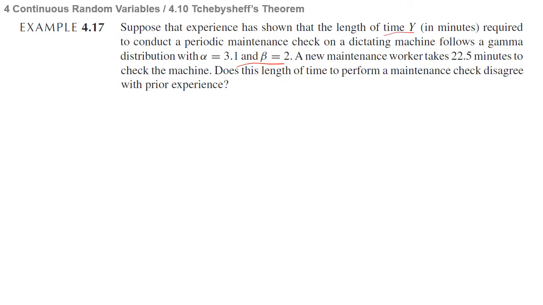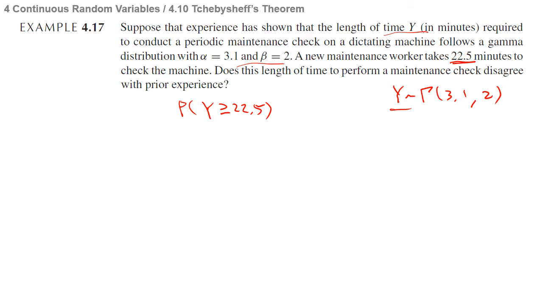The length of time y required for the maintenance check of a machine follows a gamma distribution. So y follows gamma 3.1 and 2, and a new maintenance worker takes 22.5 minutes to check the machine. Does this length of time disagree with prior experience? Is it normal or abnormal given the prior experience? If you calculate the probability of y being greater than or equal to 22.5, then you can say whether this agrees with the prior knowledge or not.